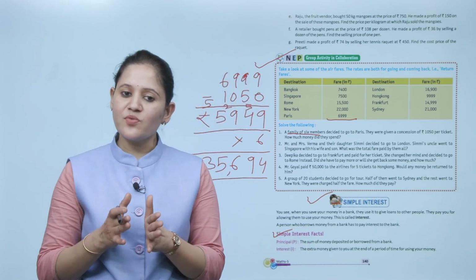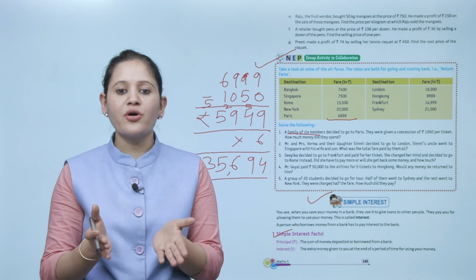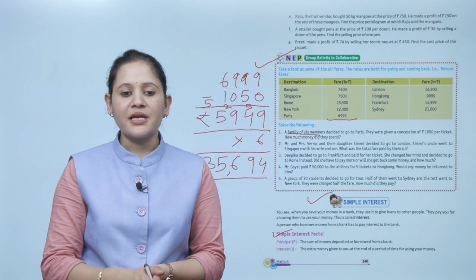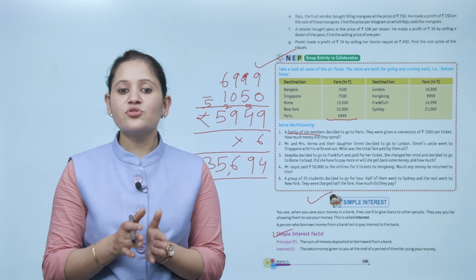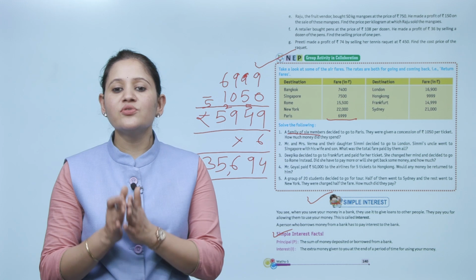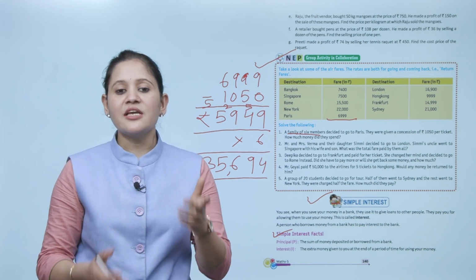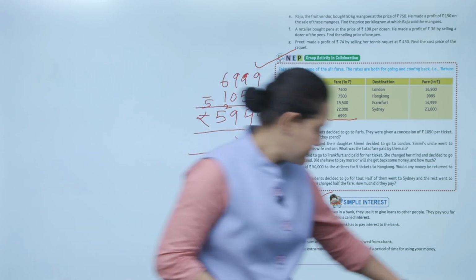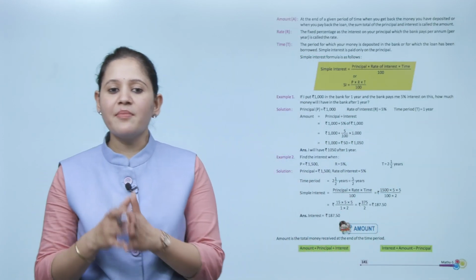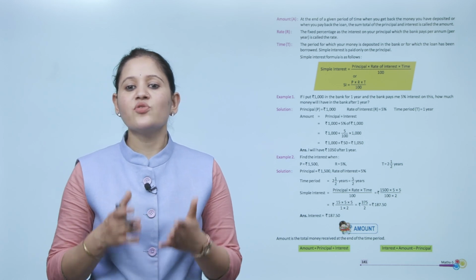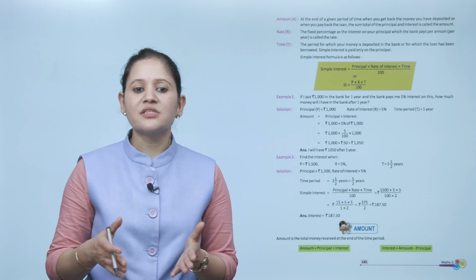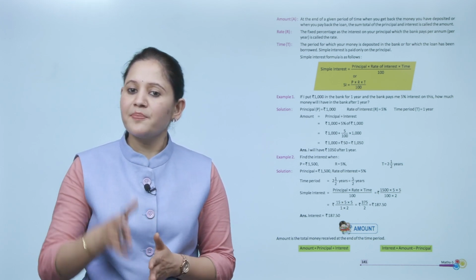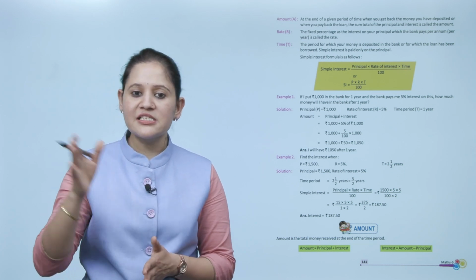Simple interest facts. First is principal. Principal is what? The sum of money deposited or borrowed from the bank. Means the amount you borrow or deposit, that is called principal. Interest, the extra money given at the end of the period of time for using your money. Next is amount. At the end of the given period of time, when you get back the money you deposited, or when you pay back the loan, the sum total of principal plus interest is called amount. Principal plus interest, that is amount.